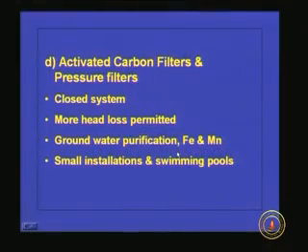Because of these disadvantages, pressure filter is used only in very limited places, especially in swimming pools and industrial operations. And one advantage of this pressure filter is it can have a very high filtration rate, because the filtration is taking place under pressure. So, wherever space is a constraint, we can go for pressure filtration.